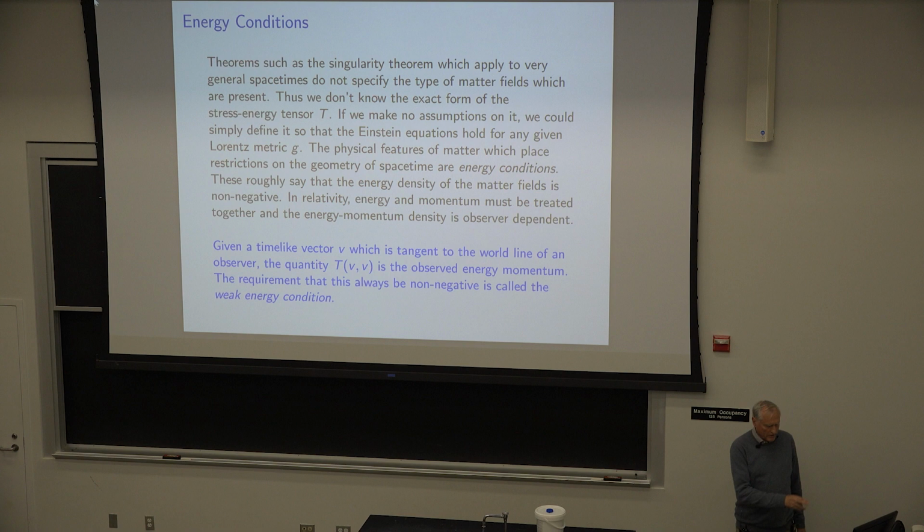So one of them would be, if we take a time-like vector V, which is thought of as the world line of an observer, then we can look at the tensor T applied to V, V. T is a tensor like the metric, so you can apply it to a vector. And that quantity is built to be the observed energy, not momentum. It's just the observed energy for the observer. And so the requirement that it's non-negative for all observers is called the weak energy condition.